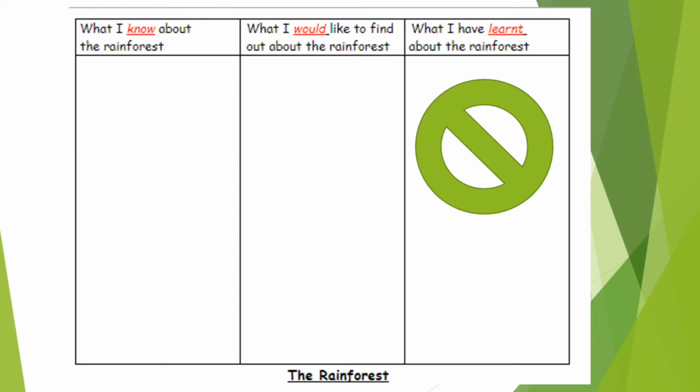The second column is W for what you would like to find out. This is a place to write some questions or notes that come to mind, things that you would like to learn. The final column is for us to complete at the end of the topic. The L stands for learnt. I've put a symbol in here to remind you that you don't need to do anything in this part right now. We'll come back to it at the end of the term.